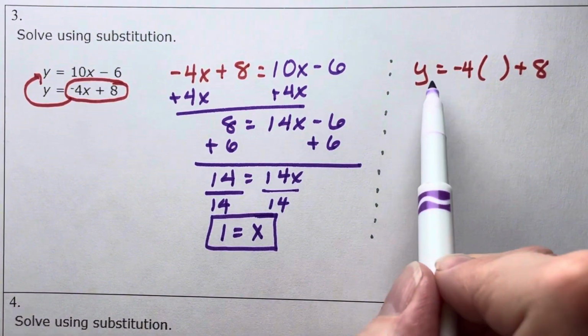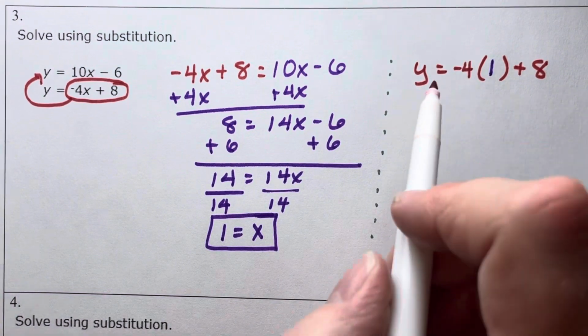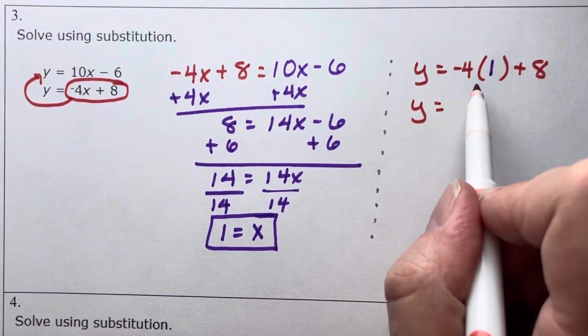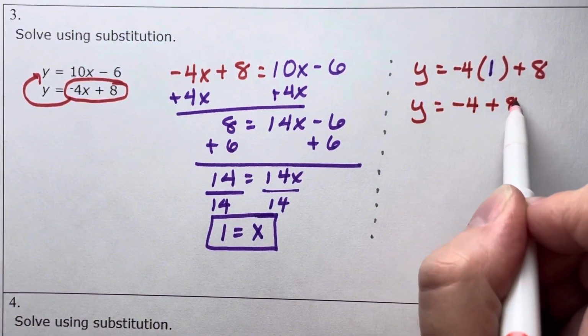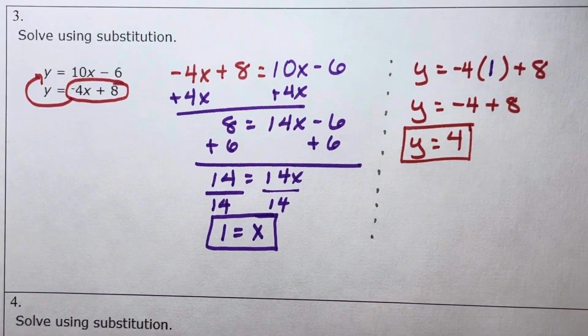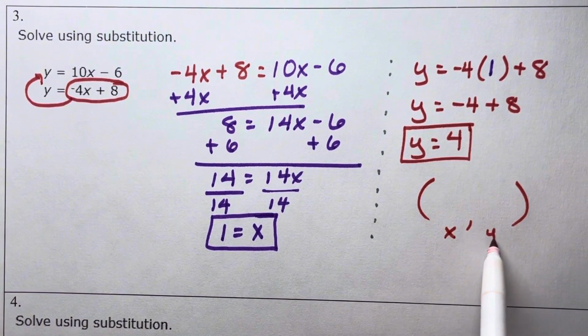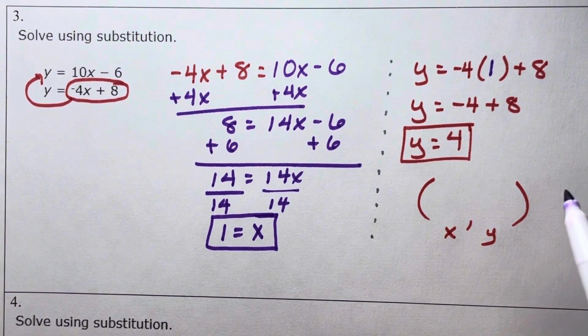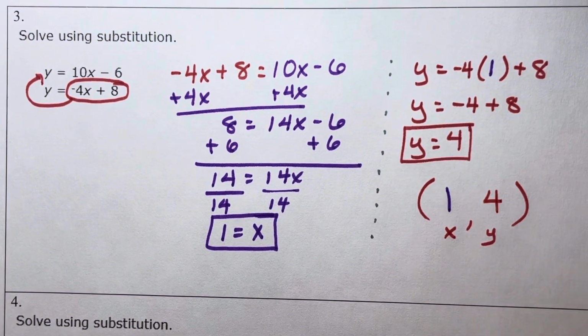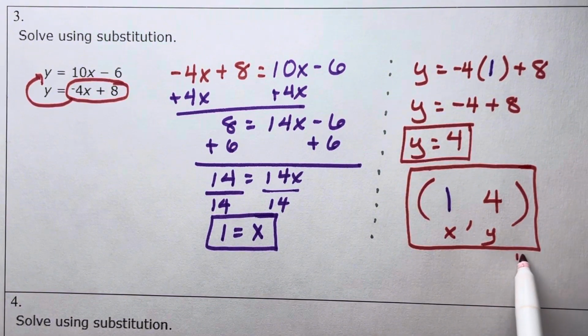That's going to give us y equals -4 times 1 plus 8. So, order of operations, let's go solve for y. -4 times 1 is -4, plus 8. y ends up equaling 4. Hey, we're ready to write out our final answer, which will always be in the format of x and then y, regardless of which variable you solve for first. We learned that x has a value of 1 and y has a value of 4. Therefore, our final answer is the coordinate point (1, 4). And there you go.